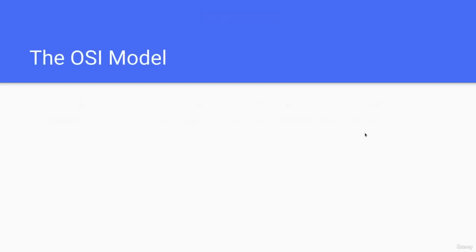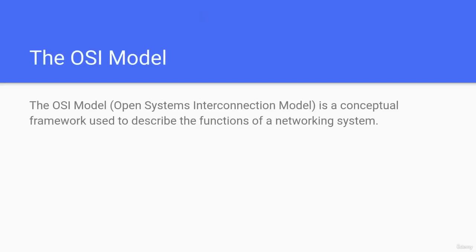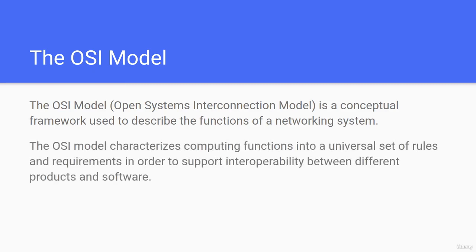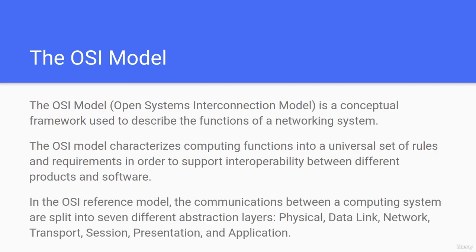The OSI model. The OSI model, which stands for Open Systems Interconnection Model, is a conceptual framework used to describe the functions of a networking system. The OSI model characterizes computing functions into a universal set of rules and requirements in order to support interoperability between different products and software. In the OSI reference model, the communications of a computing system are split into 7 different abstraction layers: the physical, data link, network layer, transport layer, session, presentation, and application.